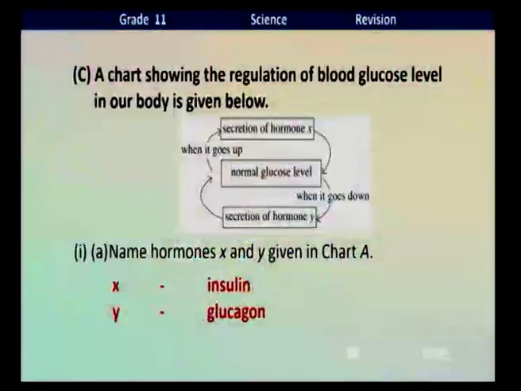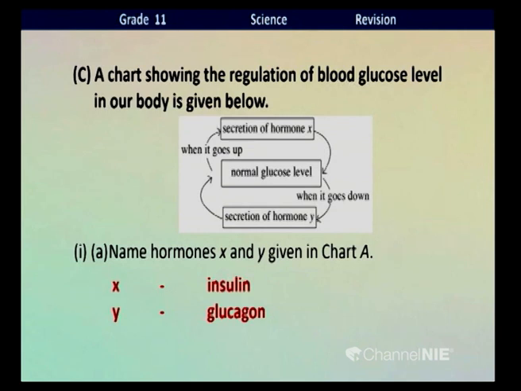Okay. Then what's the function of insulin? Because of the action of the insulin hormone, additional blood glucose is converted to glycogen and stored in the liver. Thereby, the glucose level can be brought back to the normal state. Okay. Then what's this hormone? Now the hormone X is insulin and the hormone Y here is glucagon.